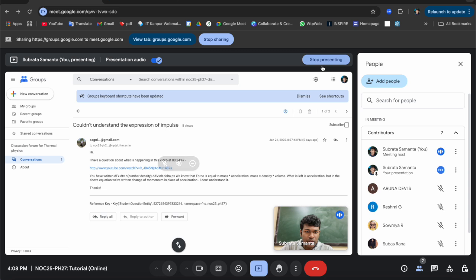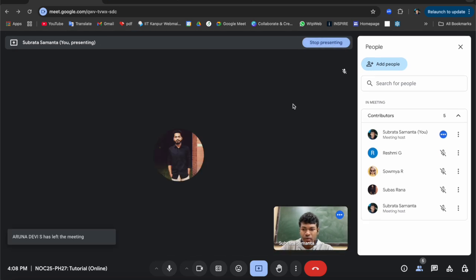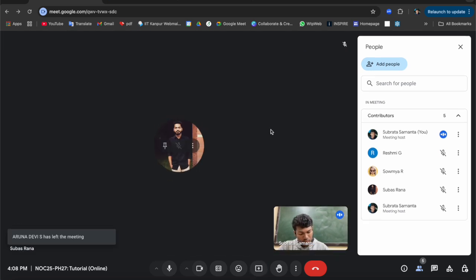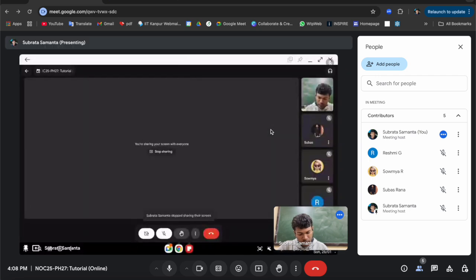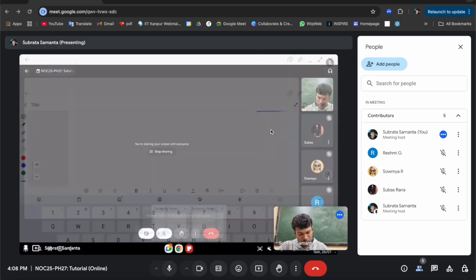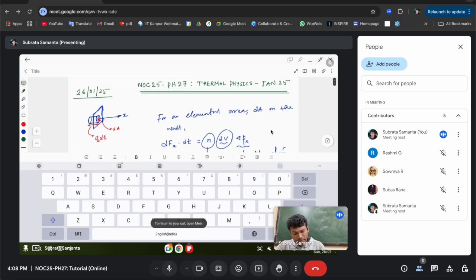So the problem is basically the confusion about the density, right? The mass density and the number density are two different things. Now I will explain in detail. So basically the question is about this.